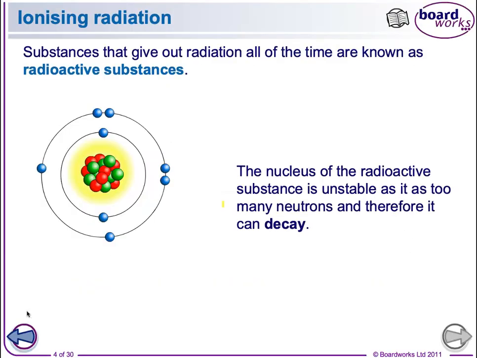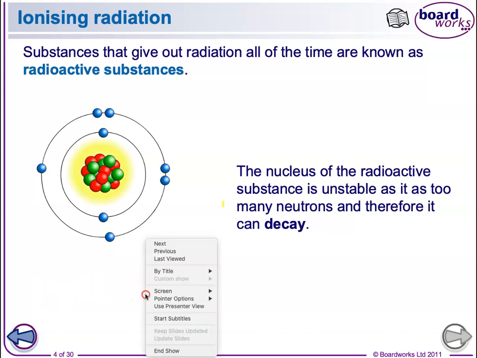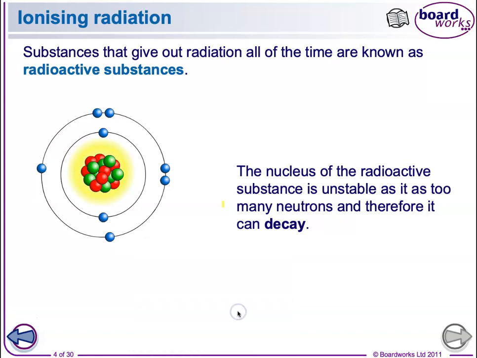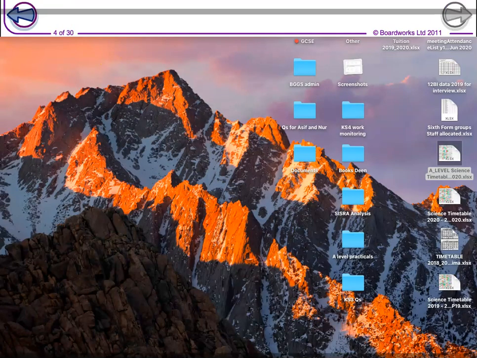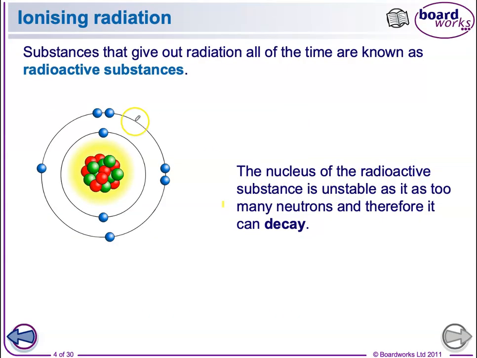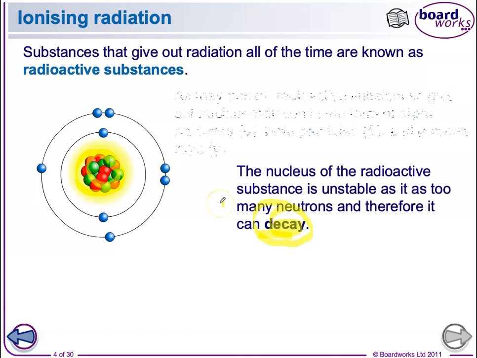So the first thing to look at is, what do we mean by an unstable nucleus? What I want to draw your attention to is the following, and I will highlight the key thing for you here. The nucleus of a radioactive substance, basically any atom that has too many neutrons in its nucleus, is unstable, and it will therefore, what we say, decay. Decay means it will emit radiation. That's all we need to know at this stage.